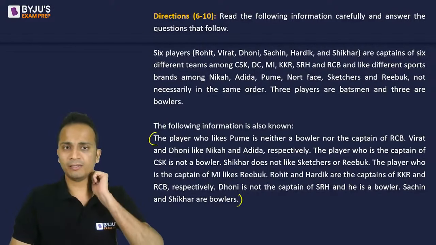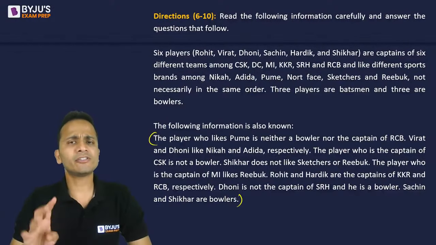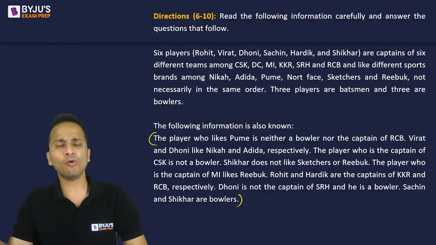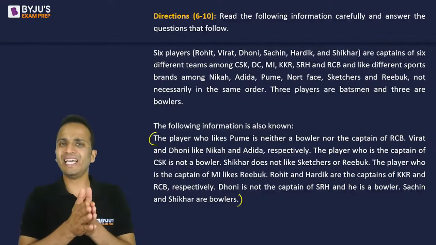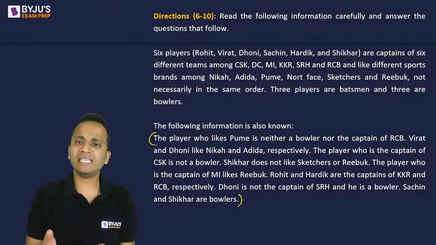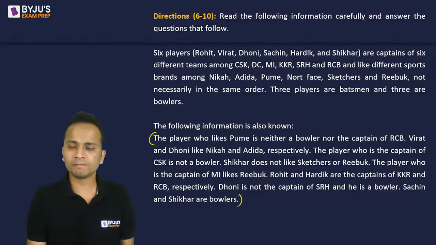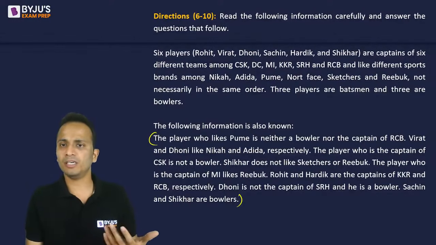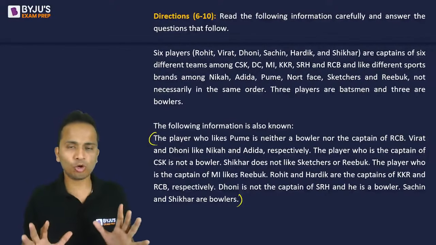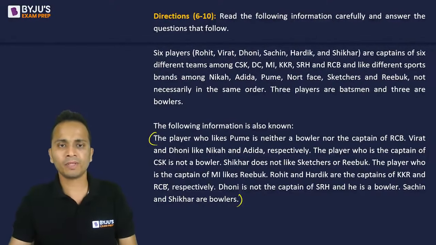Okay, a lot of people are done. So basically in this case, since there are 4 parameters, so obviously there should be 4 columns. First column will be name. I'll fix that. Second column can be team. Third column can be brand. And the fourth column can be like batsman or bowler. Okay, so these are the 4 columns that we'll be making, right?